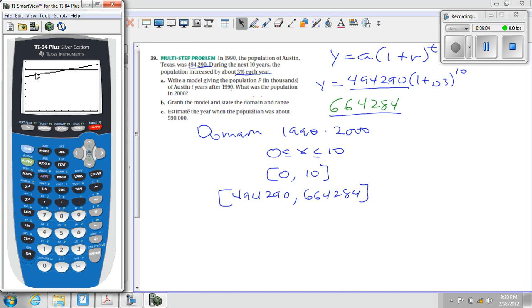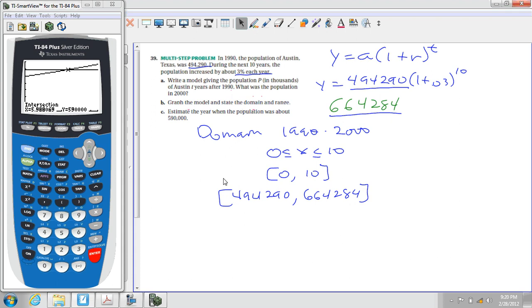So what I'm interested in is, where does our line of 590,000 intersect the graph of our equation? So I'm going to go second, calc. I'm going to push number 5 for intersect. It's going to ask me which curve do I want, but since I only have two curves, I don't need to guess. So my intersection there, as you can see, is 5.988. So my answer to part C is approximately 6 years.